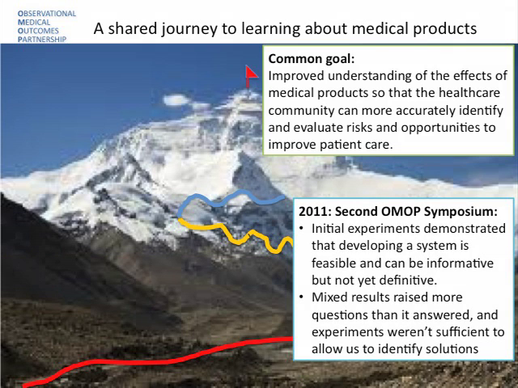In 2011, in our second symposium last year, our initial experimental results demonstrated that you could begin to apply some of the epidemiologic methods and statistical methods that all of you have been developing over the years in a way that was feasible and informative, but certainly not yet definitive. And there were some mixed results, some puzzlements in the results that we produced in the first round of work that needed to be answered. And the experiments, the design, wasn't sufficient to allow us to answer those. I'm going to talk more about that on the next slide.